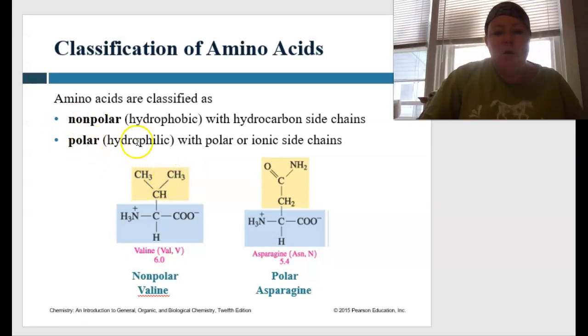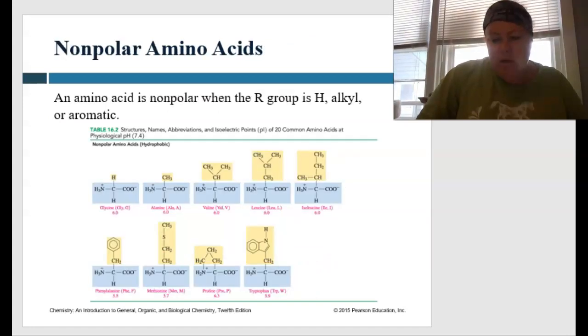Then you have polar or hydrophilic, water loving. And these are polar with ionic side chains, okay? So you have that backbone again, see how the backbone's the same, but then on the very outside of the R group, we have an N, and that would make it polar. So for instance, valine is nonpolar because it has carbons, asparagine is polar because it has that nitrogen. So here is a group picture, everyone get together and smile, of an amino acid. When it's nonpolar, the R group has an H, it's alkyl or aromatic.